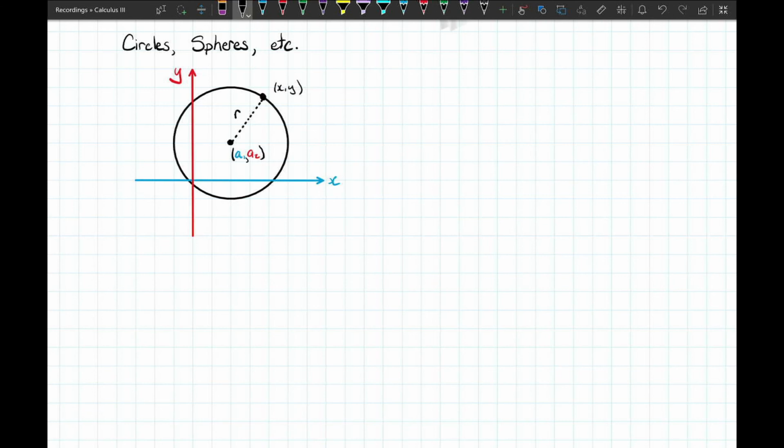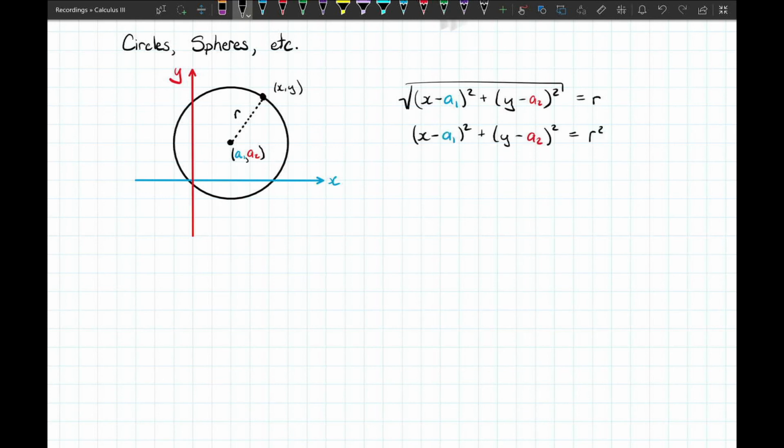Really, the only way we can define a circle is as a set of points that are a fixed distance r away from a point that is called the center. And so our center point is (a1, a2), and that fixed distance is r. And we have a formula for distance. If we let x and y be an arbitrary point anywhere on the circle, then the distance, the square root of (x minus a1) squared plus (y minus a2) squared, must always be equal to r. Well, we get the equation of that circle by squaring both sides. That is our equation of a circle in 2-dimensional space centered at the point (a1, a2).